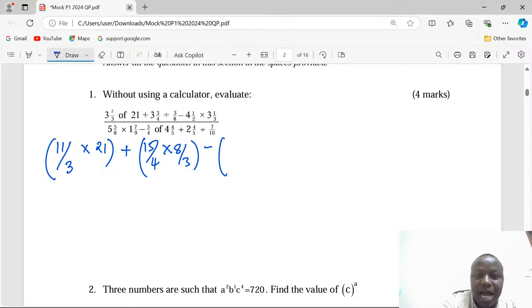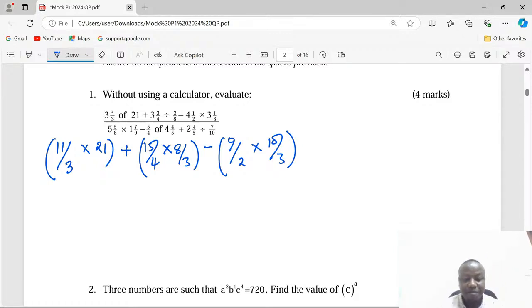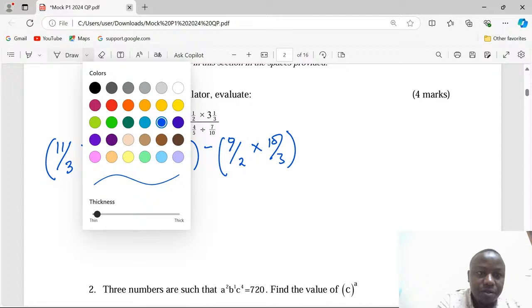Then we have 4 1/2, which means this is 9 out of 2, multiplied by 3 1/3 which becomes 10 out of 3. Now, because we've been told without a calculator, allow me to simplify all this, whereby I'm going to factor out whatever is common.